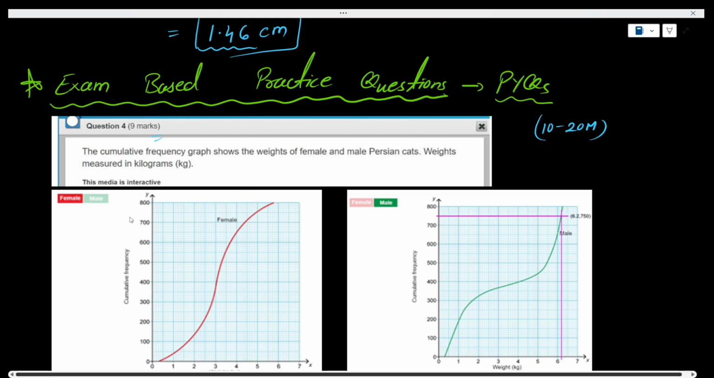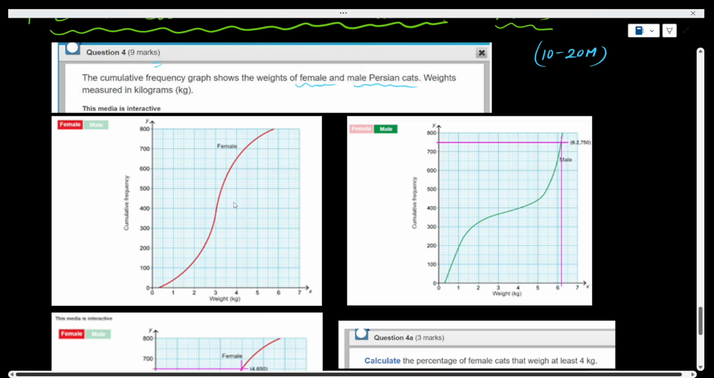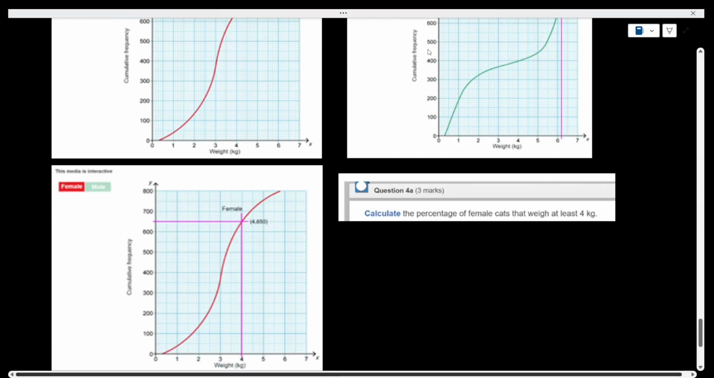It's based on a cumulative frequency graph, which shows the weights of female and male Persian cats. So the data is about male and female Persian cats. Weights are given in kilograms. Here the red color graph is for the female Persian cat, and the green color graph is for the male Persian cat, right? So what do we need to find out here? Calculate the percentage of female cats that weigh at least 4 kg.